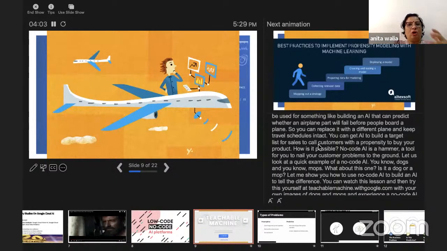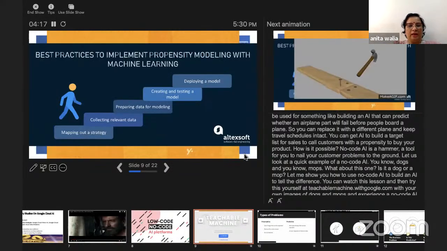They can't randomly call people from a database, and the person says, no, I don't want to buy a car. So they will call those people who are really looking for it. So how is it possible? What happens normally, students, is that no code AI is like a hammer. It's a tool to nail your customer problem to the ground. So we will look into some examples of that.